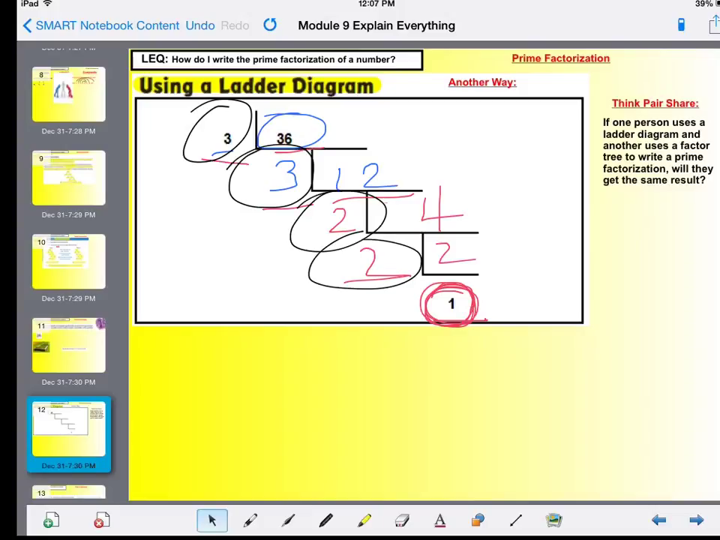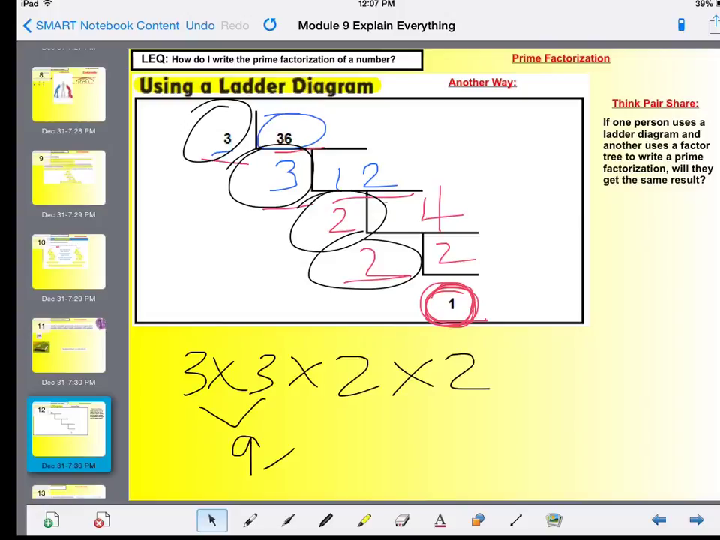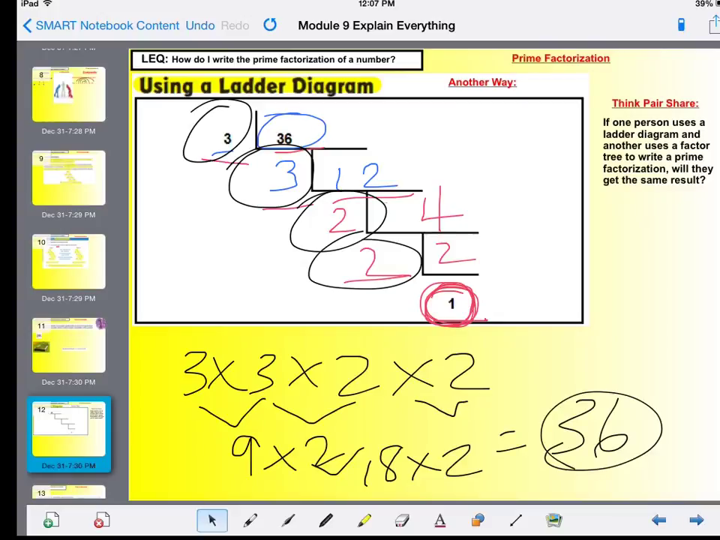And let's go ahead and make sure that that does get us to 36. So 3 times 3 times 2 times 2. We're going to check that. So 3 times 3 is 9, times 2 is 18, times 2 is 36. So we know we have the prime factorization correct. The only other thing that I would suggest that we do is turn these into exponents.